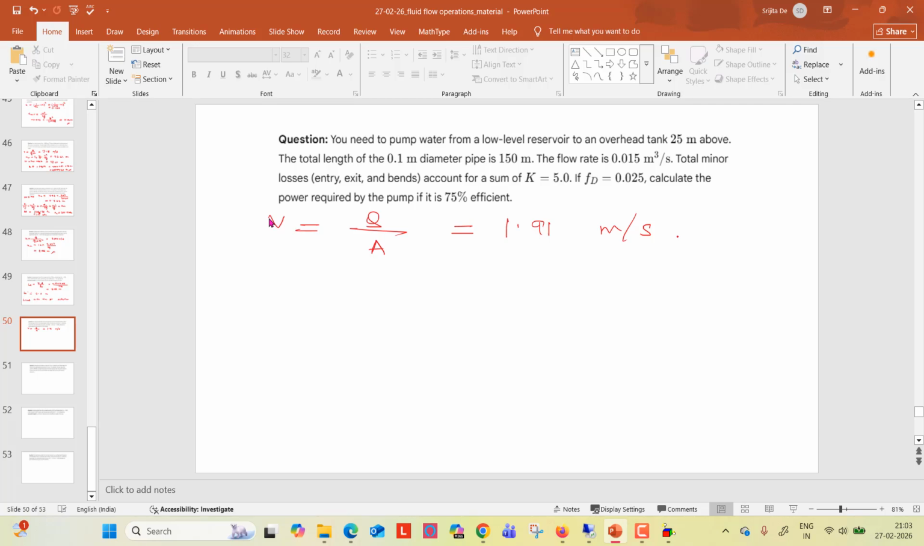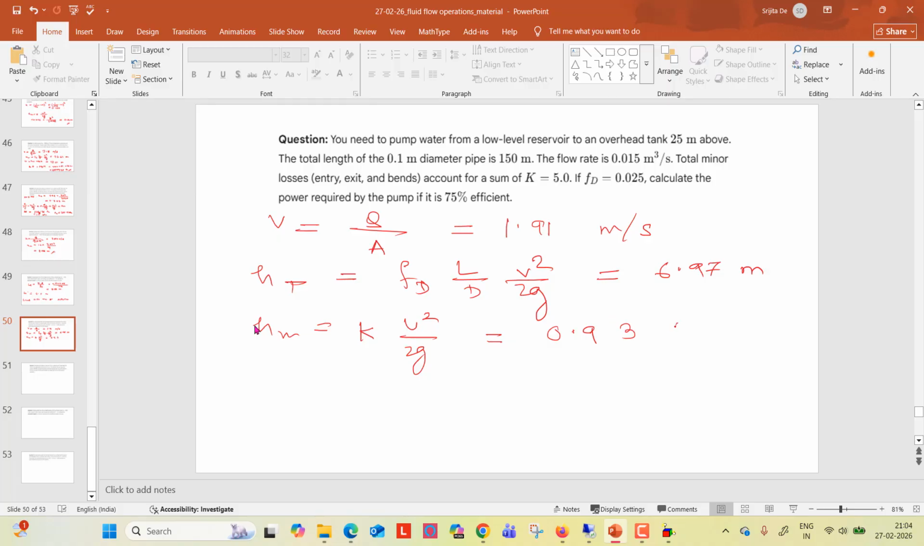So now for the major head loss, this is Fd into L by D into V square by 2g. So after putting in all these values, it is coming as 6.97 meter. Okay, and minor loss is given as 5. So minor loss will be calculated as Hm equals K total V square by 2g. So it is coming as 0.93 meter.